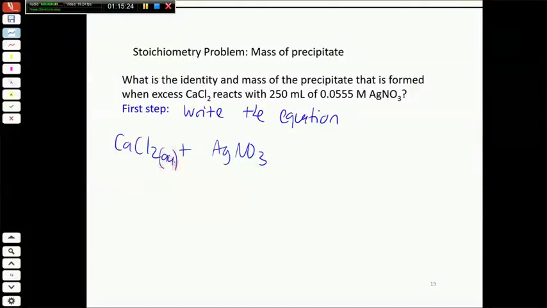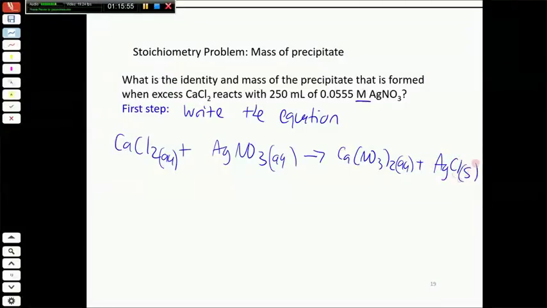Both of these are aqueous solutions. Anytime you see the descriptor molarity, you would assume that's an aqueous solution, because that's the only time we use that. And then the products, again, this is an ion exchange or a precipitation reaction. So the cation from one pairs with the anion from the other, so it's going to be calcium nitrate. All nitrate salts are soluble, and then the other product, we're going to take silver, Ag+, and pair it with Cl- to make silver chloride. And that we should recognize is a precipitate. It's insoluble, so it forms a solid. So that's the identity of our precipitate.